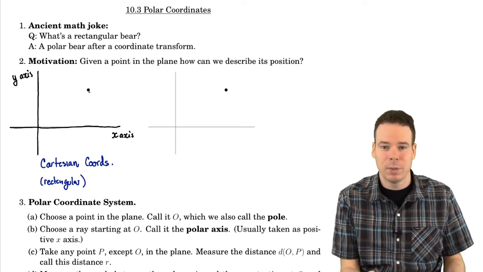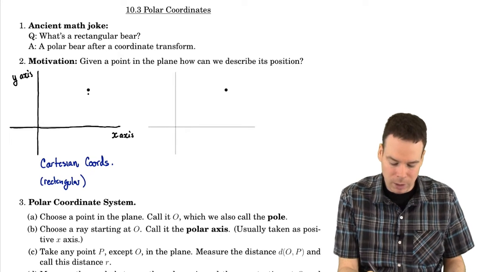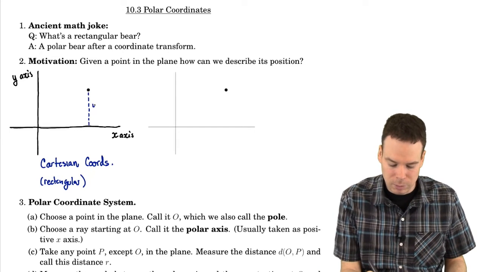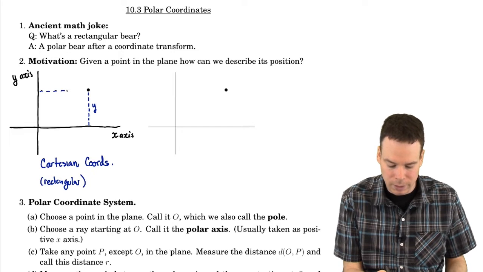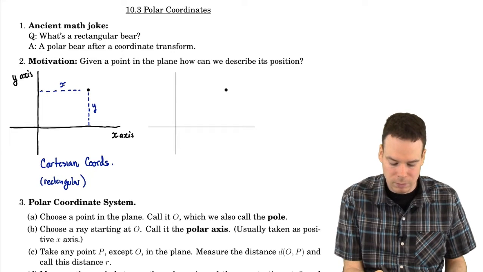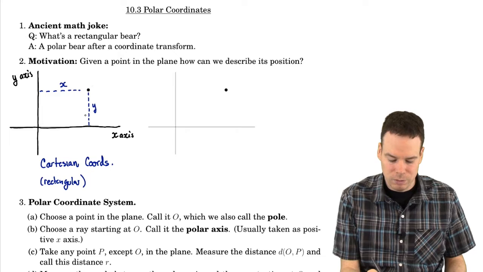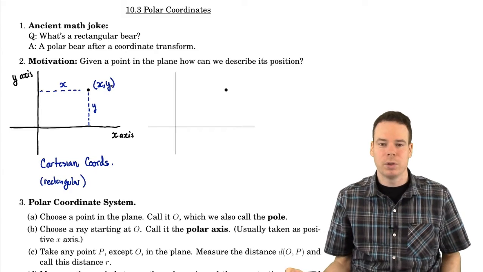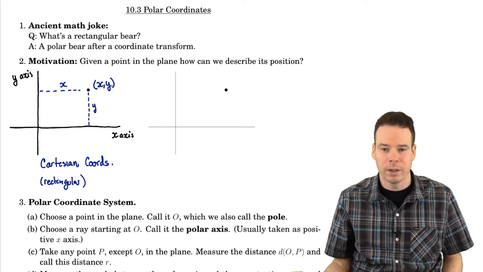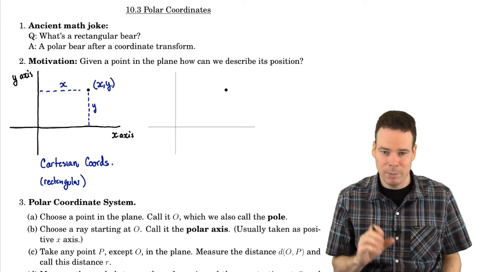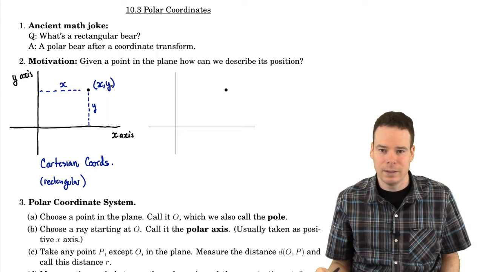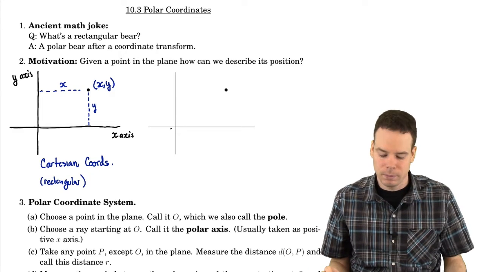So if I have a point in space, I can describe it by the distance it is from the x-axis, that's going to be its y value, and the distance it is from the y-axis, that's going to be the x value. Using those two distances, I can describe the point with those two numbers, x and y. They're the x and y coordinates. Given any point in space, I can describe its position relative to these axes, and that's the Cartesian coordinate system.